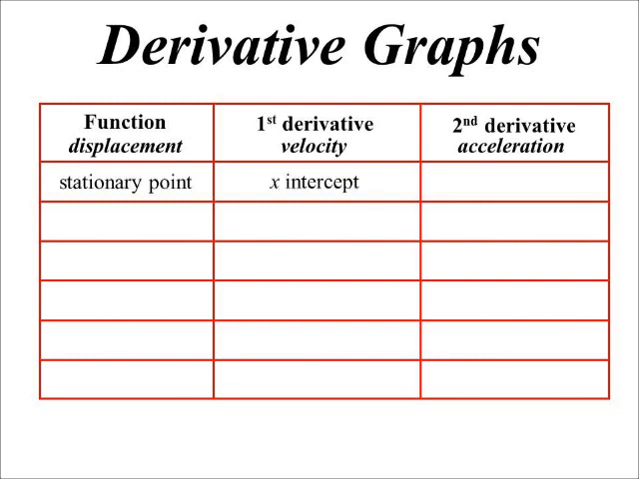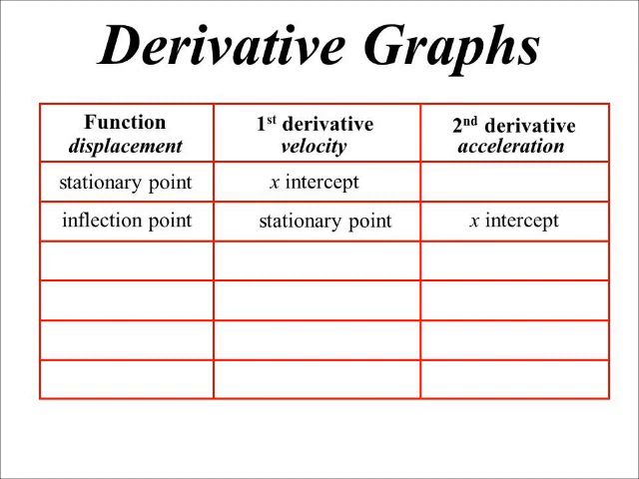So stationary point, what do we know about stationary points? They occur when the first derivative is equal to 0. So therefore we will get an x-intercept on the first derivative or the velocity graph. An inflection point. What do I know about inflection points? Well, inflection points, the second derivative is equal to 0.